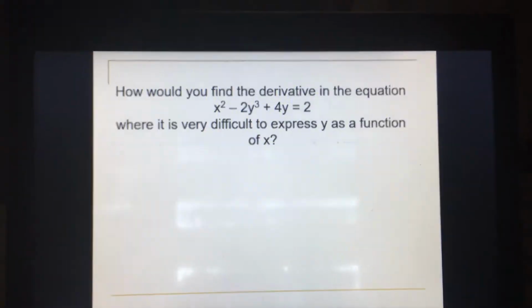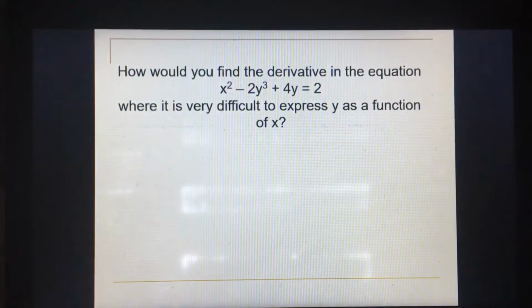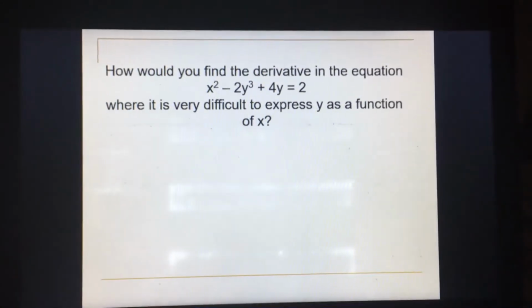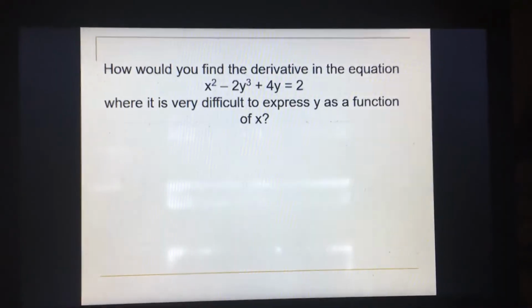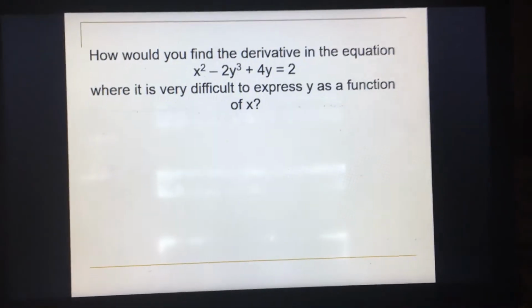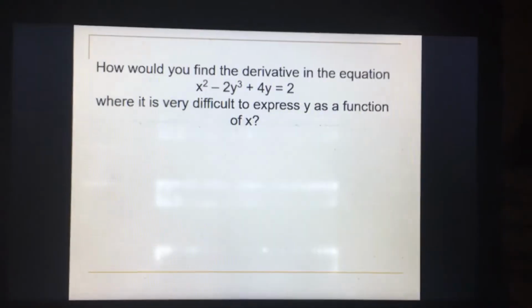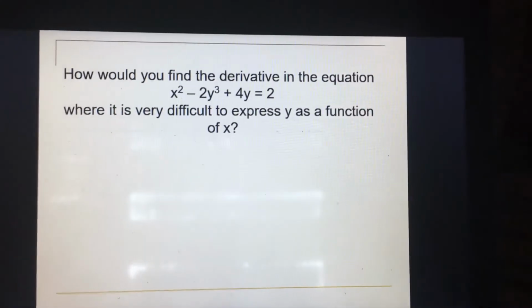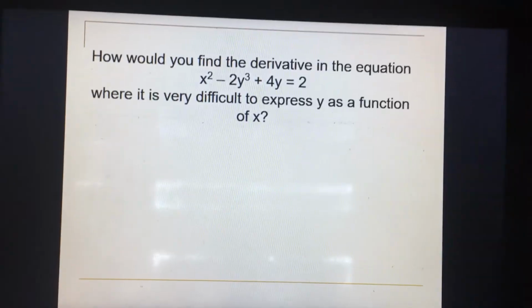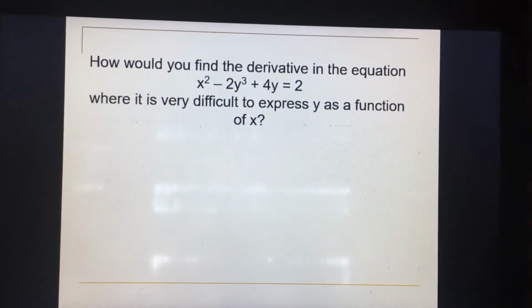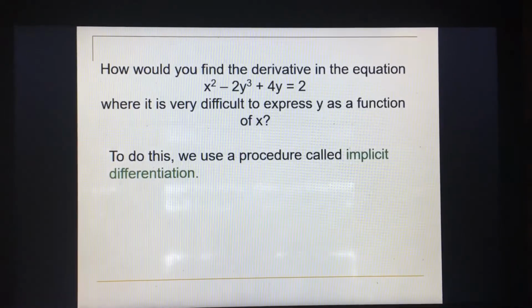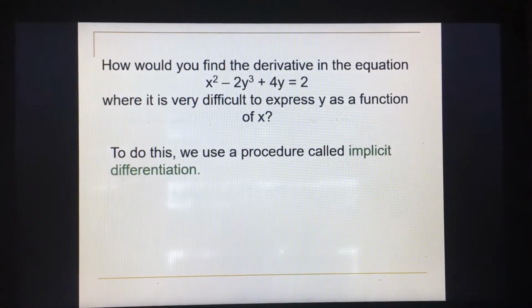Laban lang. Now, how would you find the derivative in the equation x squared minus 2y cubed plus 4y is equal to 2, where it is very difficult to express y as a function of x, right? Di ba yung previous example lang natin, pag x lang niya lahat. Pag y lahat. In our given equation, we have two variables. It involves x and y. So medyo mahirap siya. Now, to do this, we have this procedure called implicit differentiation.